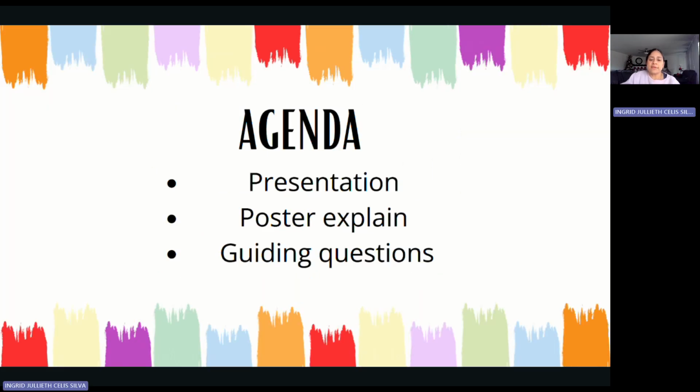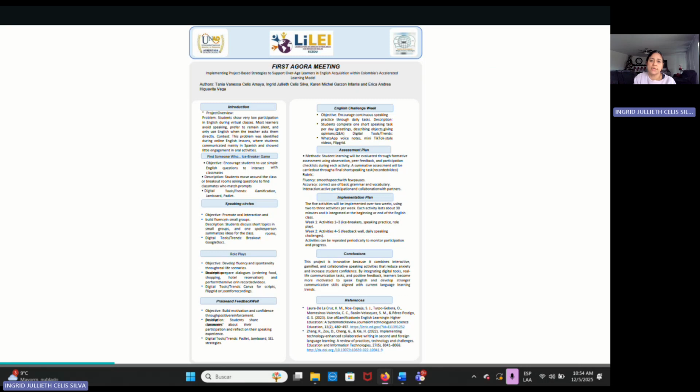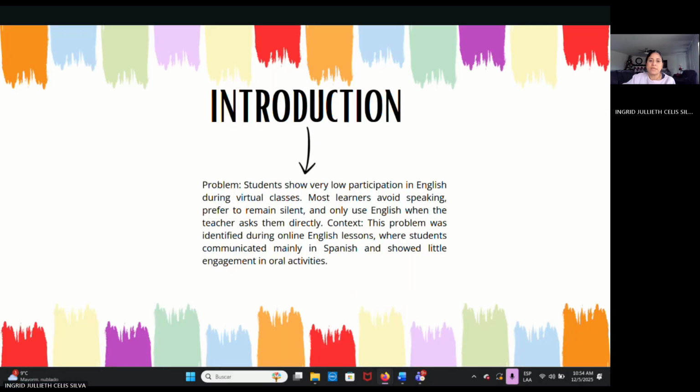Okay, the agenda for today is the presentation, the poster explanation, and the questions. This is our poster. The parts of our poster are the introduction, the five strategies, the assessment plan, the implementation plan, the conclusion, and the references.